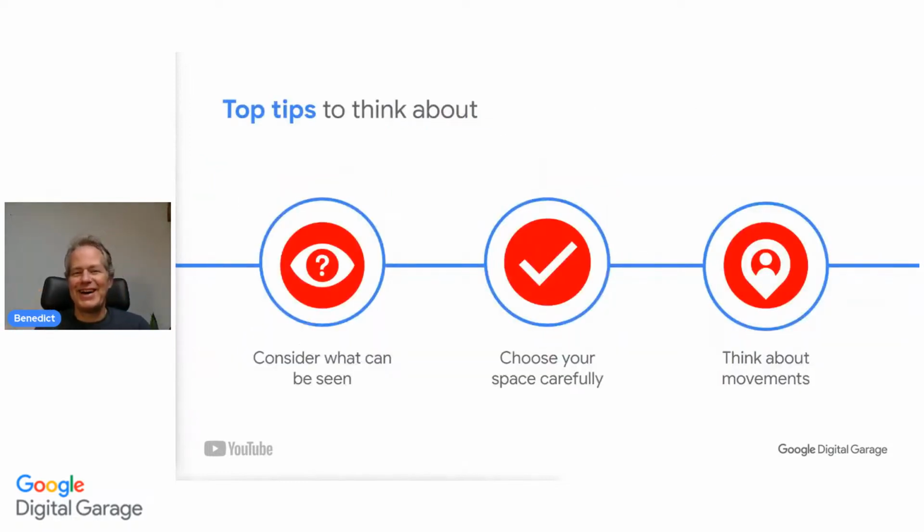Top tips to think about. All right. Consider what actually can be seen. Are there logos or things which you don't want to be seen? Choose your space carefully and maybe try and keep consistent with it. Are you using the colors of your particular brand maybe as well? We have talks about brand as well. And then think about movements as well. Are you going to have to move across to different places?